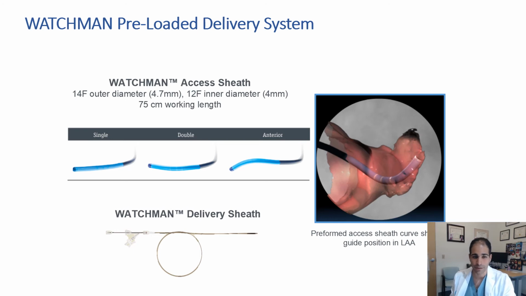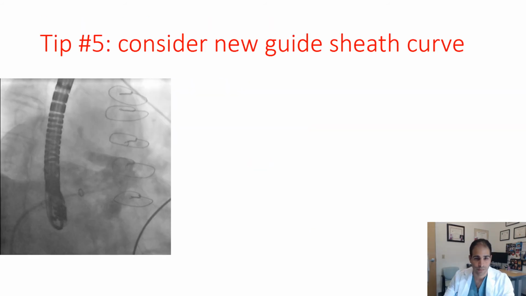The single curve I don't find to be as useful, but it can help for either a posterior chicken wing or a posterior windsock. And then the anterior curve I find can be very helpful as well in anatomies where, no matter how much counterclockwise torque I put on the system, it just doesn't get me coaxial. This is an example of where changing a guide sheath actually helps you a lot.